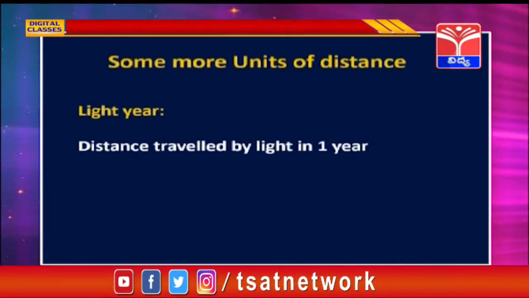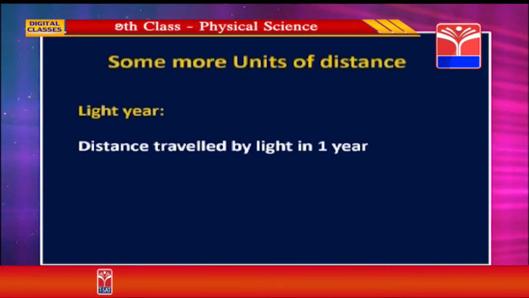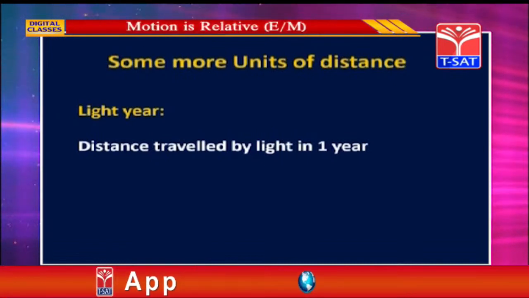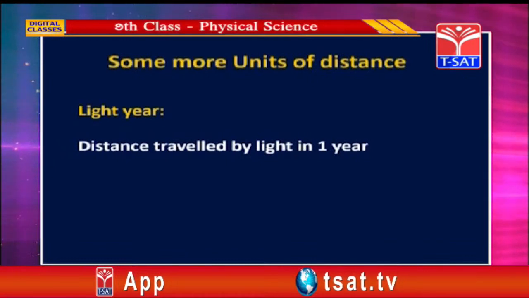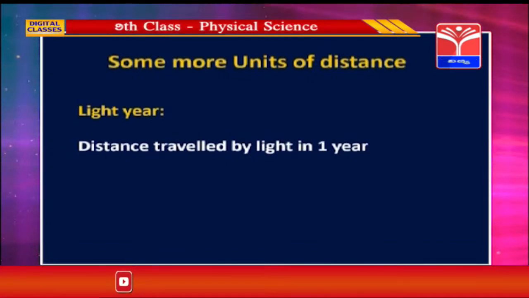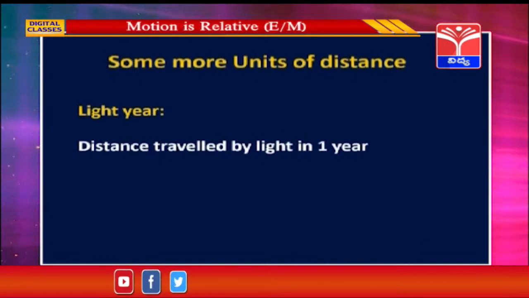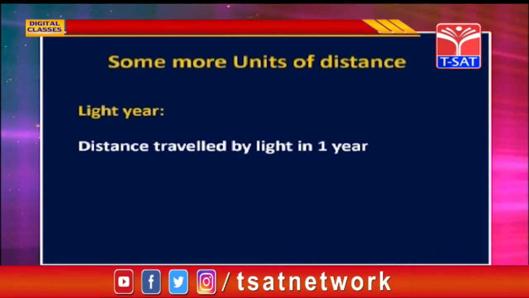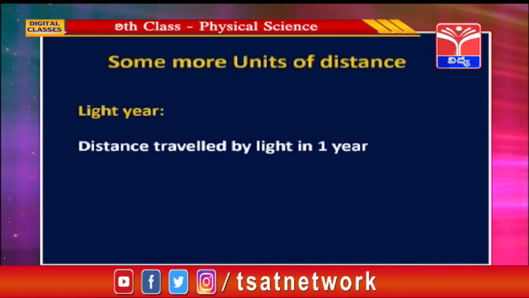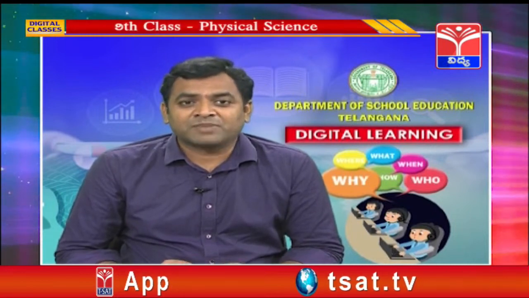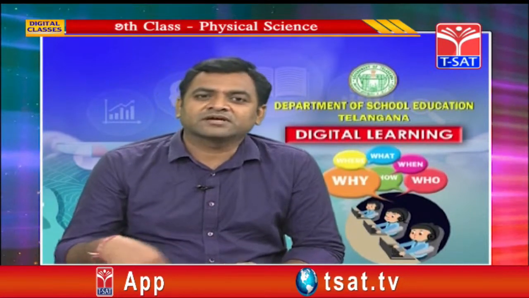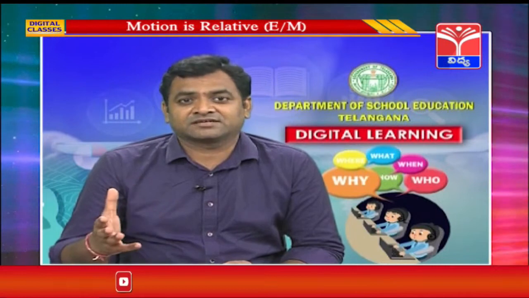I would like to introduce another unit, which is the light year. Light year is the distance travelled by light in 1 year. Light travels at an amazing speed of 3 lakh kilometers per second. Light is assumed to be the fastest in this universe. It travels at about 3 lakh kilometers per second, by which it can go around the earth 7 times in a second.